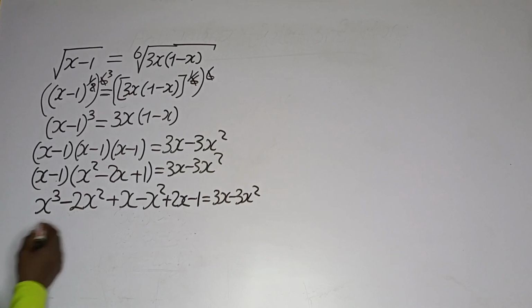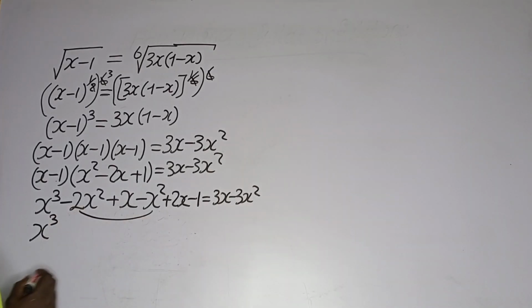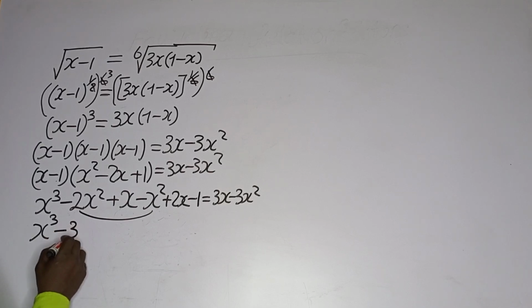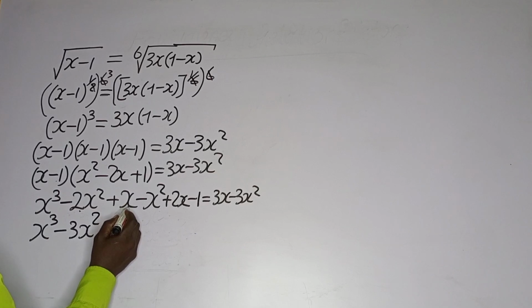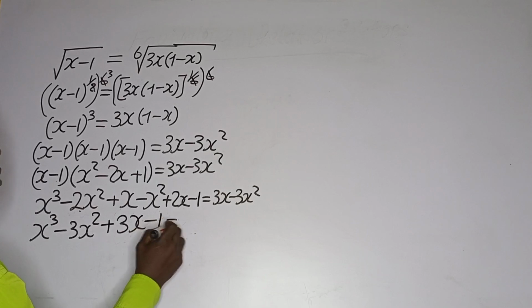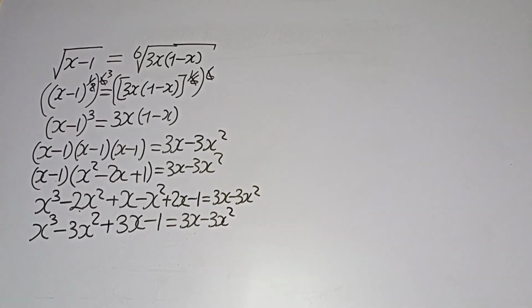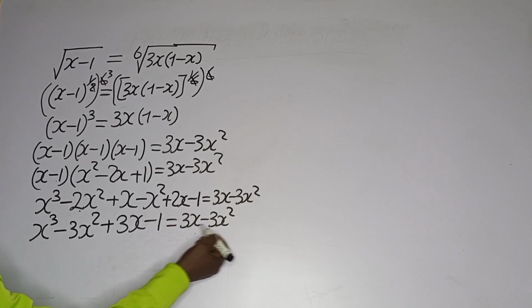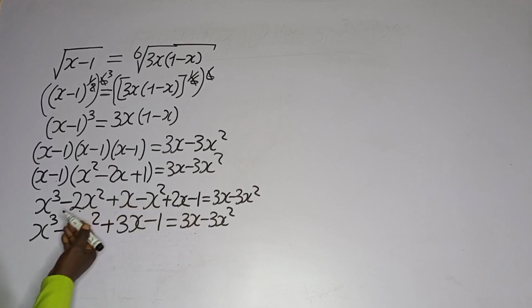Now, what we have here, let's continue our simplification to have x cubed. Negative 2x squared and minus x squared gives us negative 3x squared. Then x plus 2x gives us positive 3x, and then minus 1, is equal to 3x minus 3x squared. So what do we see here? We are seeing that the terms on the right hand side happen to be here also. So let's bring everything from the right hand side into the left hand side.